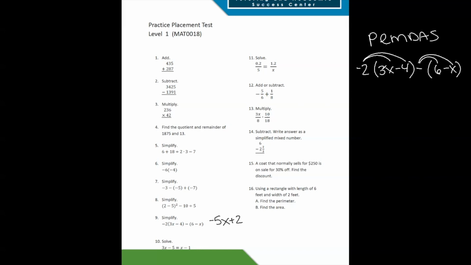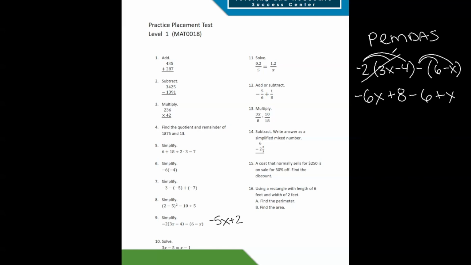So -2 times 3x, -2 times 3 is -6, and the x just tags along. -2 times -4 is going to be a +8, so that group is done. Now I'm going to distribute my negative, which ultimately just flips our signs. So instead of having a +6, now we have a -6. Instead of having a negative x, we have a positive x.